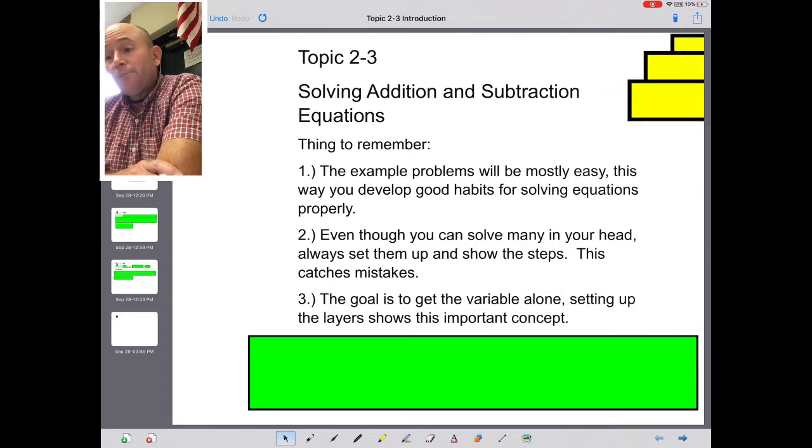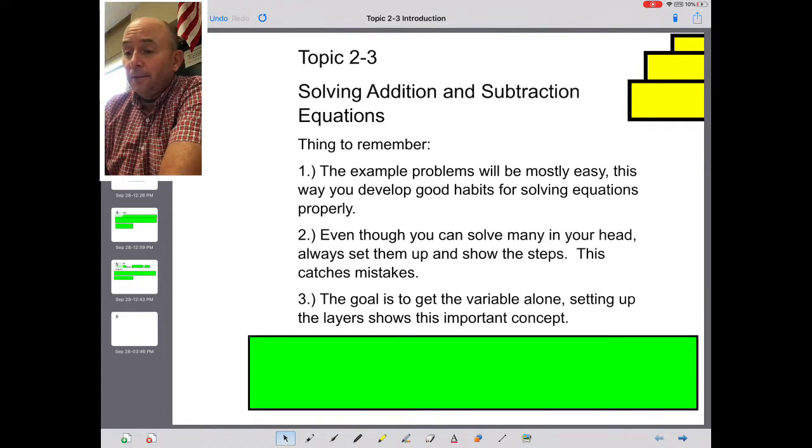Another thing to remember, number three, the goal is to get the variable alone. Setting up the layers shows this important concept, okay? So a couple things I want you to remember is that the example problems will be easy, and that's so that you develop good habits for solving equations, okay? Good algebraic habits, because they'll get complicated soon.